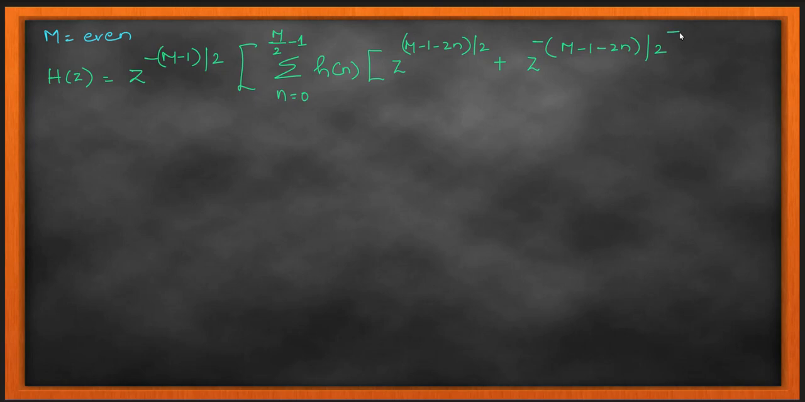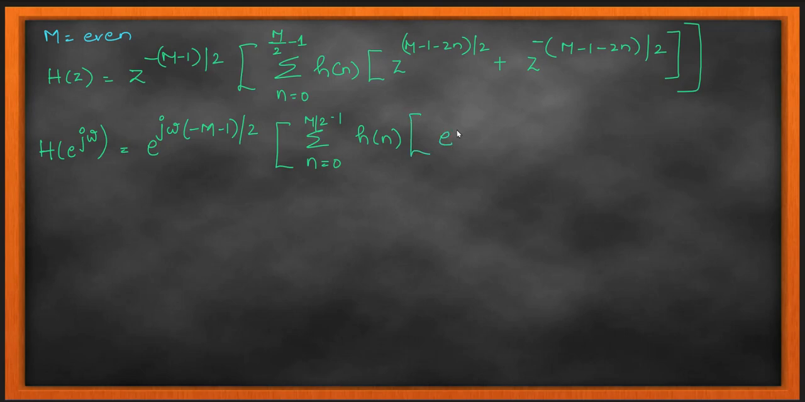I'm going to put my z is equal to e to the power of j omega, and what my final equation is going to look like is it's going to become 2h of m cos omega into (m minus 1) by 2 minus m. So I'll show you the steps here. You can just see it, so it's more clear for you.